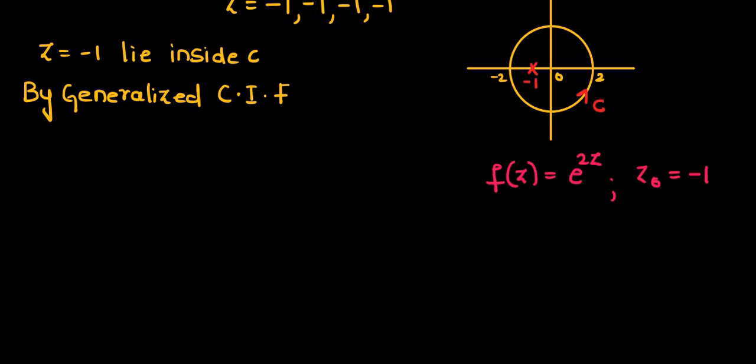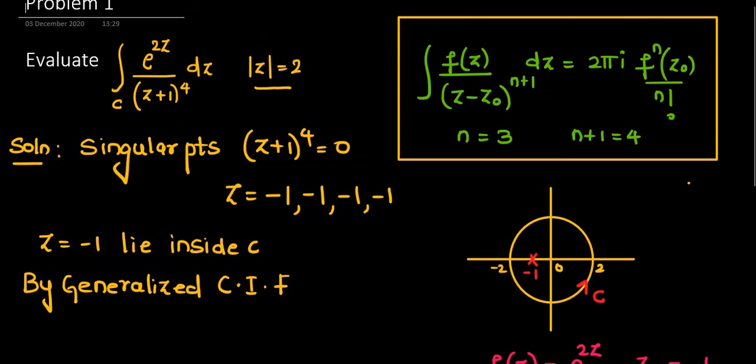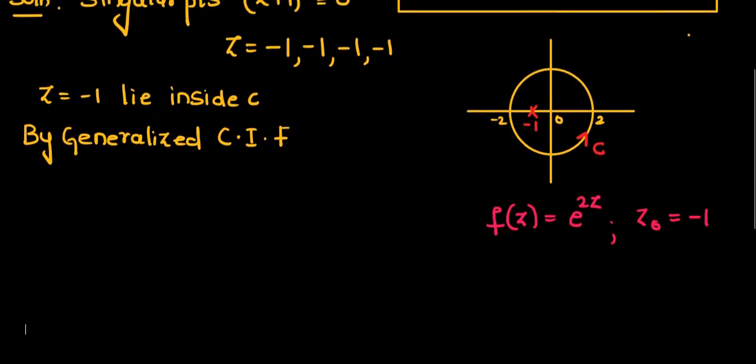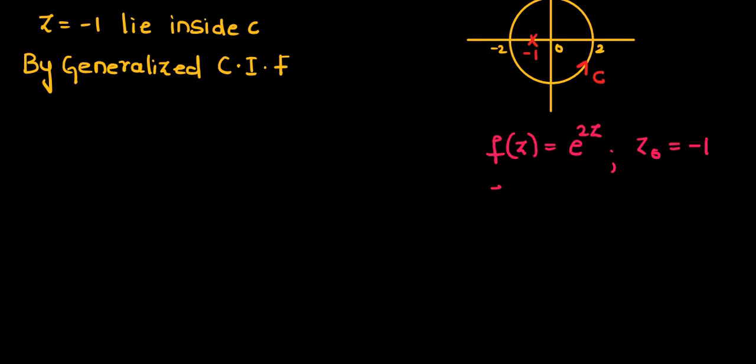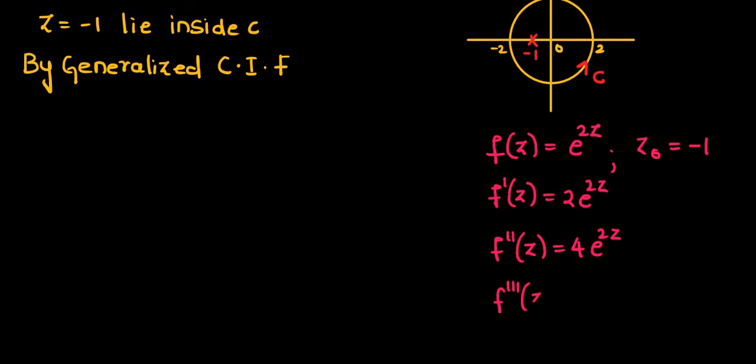You have to differentiate 3 times because n equal to 3. Therefore, differentiate 3 times. So f dash of z will be 2 into e raised to 2z. F double dash of z will be 4 into e raised to 2z. F triple dash of z will be 8 into e raised to 2z.